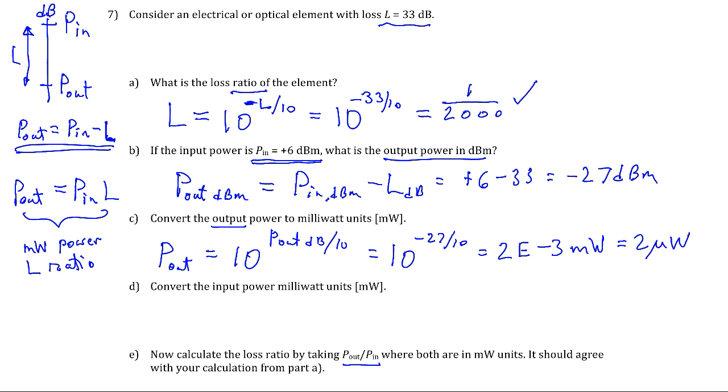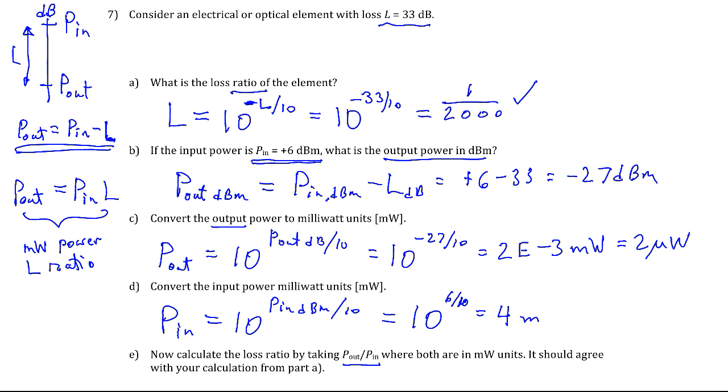Okay, so let's convert the input power to milliwatts. P in is 10 raised to the P in dBm over 10, and it is 10 to the input power, plus 6 tenths. And 10 raised to 0.6 is 3.98, or 4, let's call that 4 milliwatts.